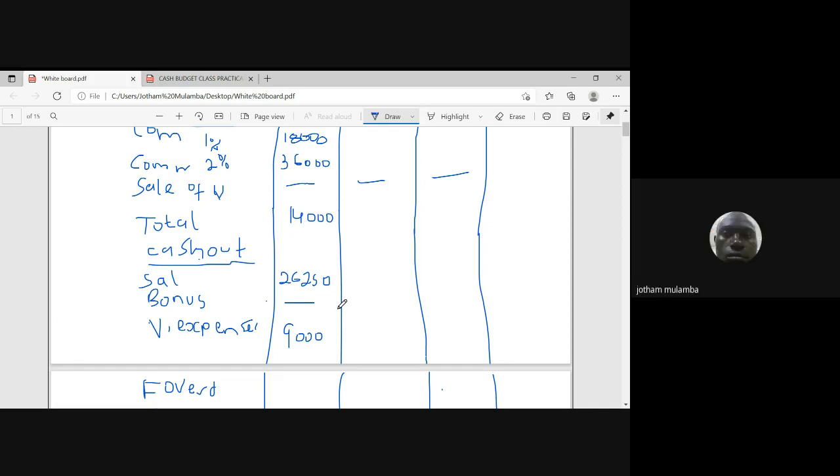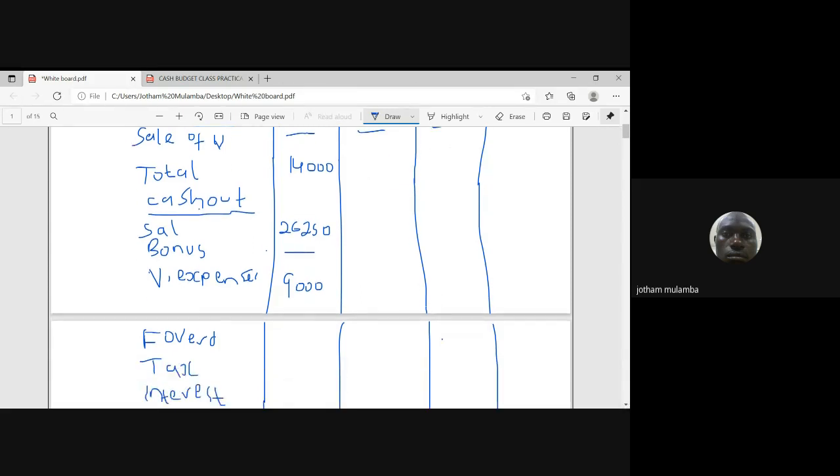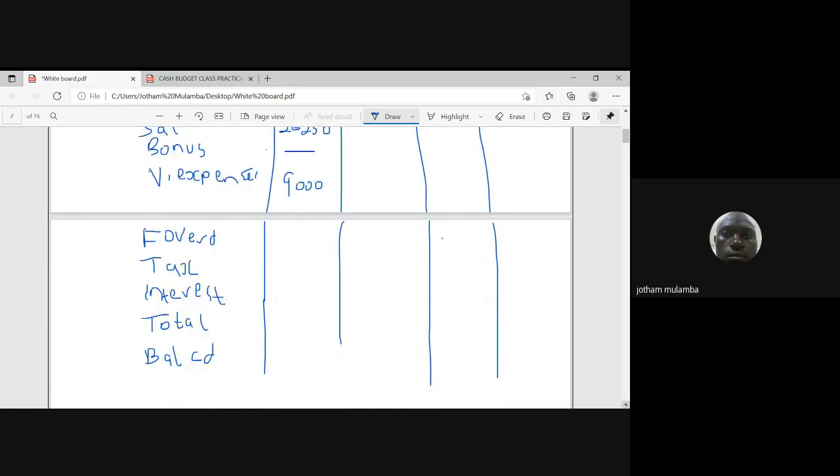Next, we go to fixed overhead. How much do we pay for fixed overhead? 43,000. Not only in the month in which they arise: because of the term fixed, it means we pay them on a monthly basis. It's a fixed figure, so we'll record 43,000 for all the months.